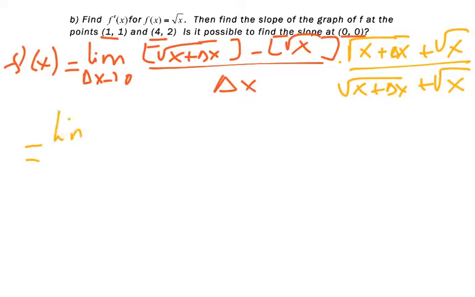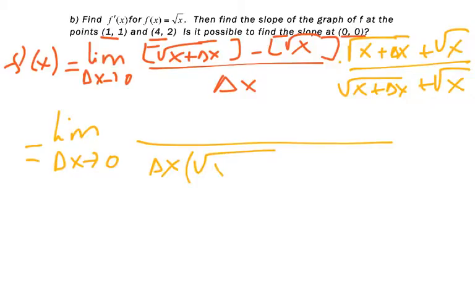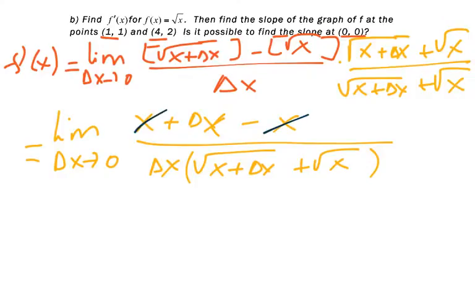Okay, I'm going to skip a couple of steps here because we have spent a lot of time doing these problems. So let's see the bottom, which is delta x times the square root of x plus delta x plus the square root of x. That's the denominator. So the top I would have x plus delta x minus x. Okay, so over here I know the x value is going to cancel out. Also the delta x, and that will leave the numerator as 1.